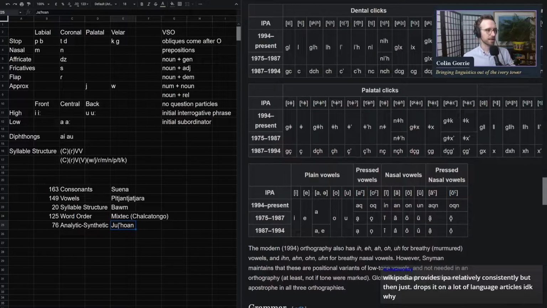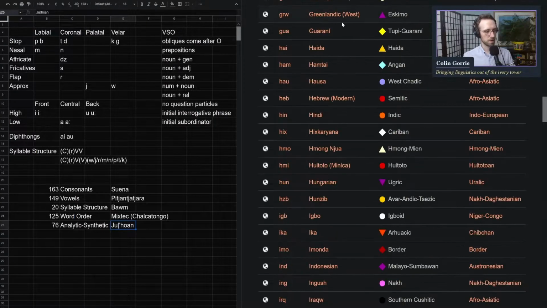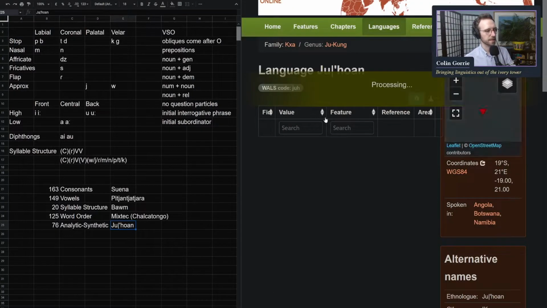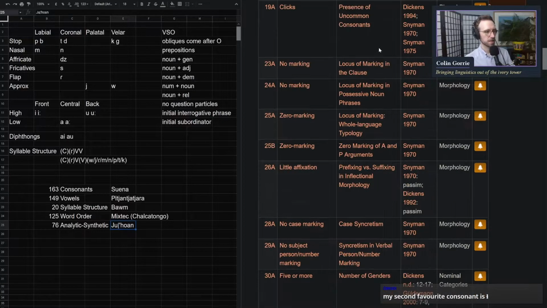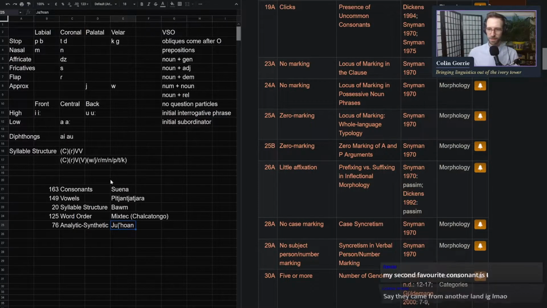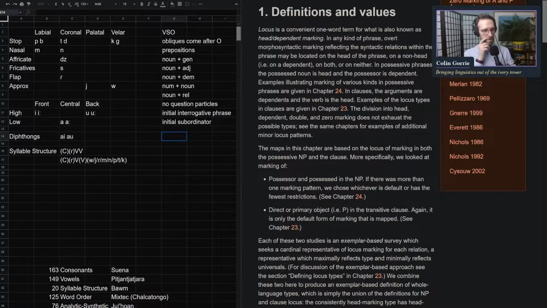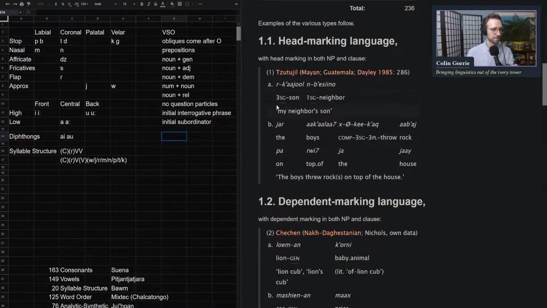So we need to look at the, where is it? Let's find it. There we go. We need to look at the morphology section of WALS for this. So here's what we're going to do. Let's get some space down here. So locus of marking in the, so zero marking. This is interesting. So this is, let's take a look. So we have head marking languages.